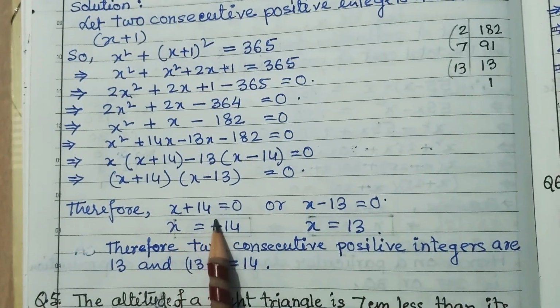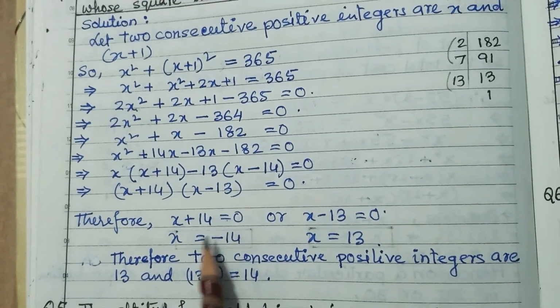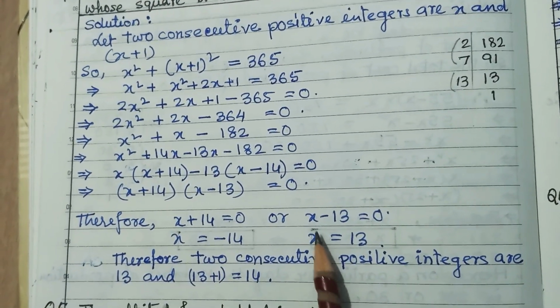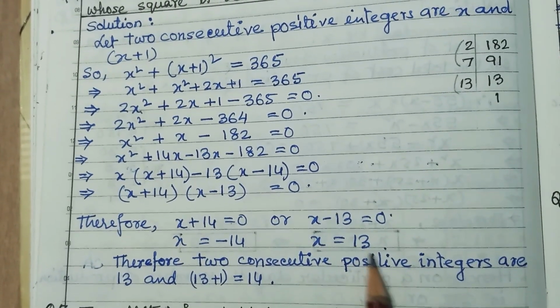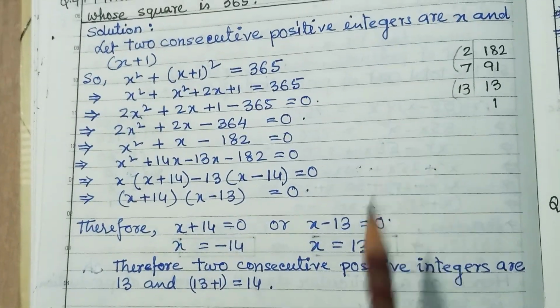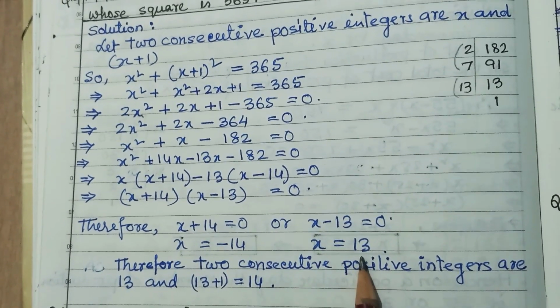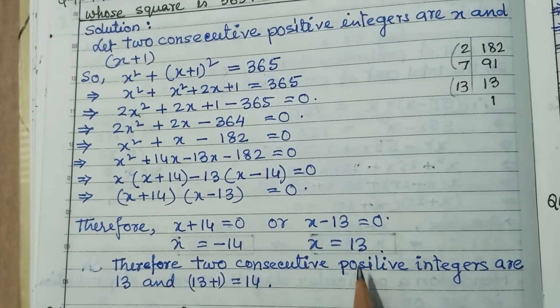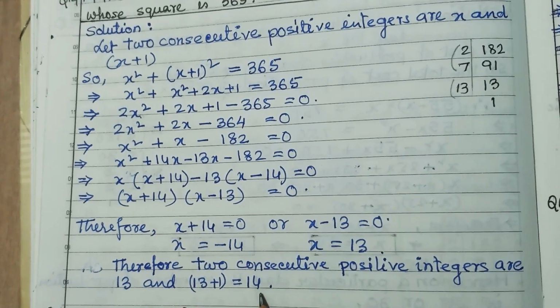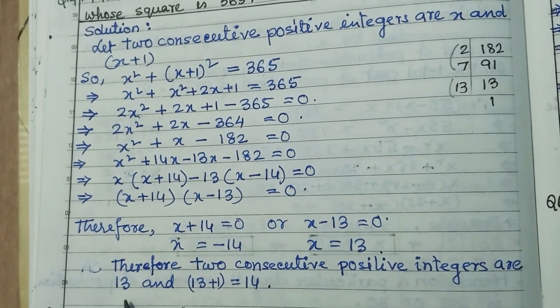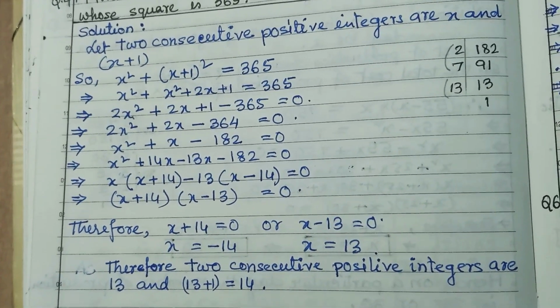If x plus 14 is equal to 0, then x equals minus 14, and here x is equal to 13. But the question has given they are positive integers. So we have to consider the positive one, 13. And the next number is 13 plus 1, which is 14. So the two consecutive numbers are 13 and 14.